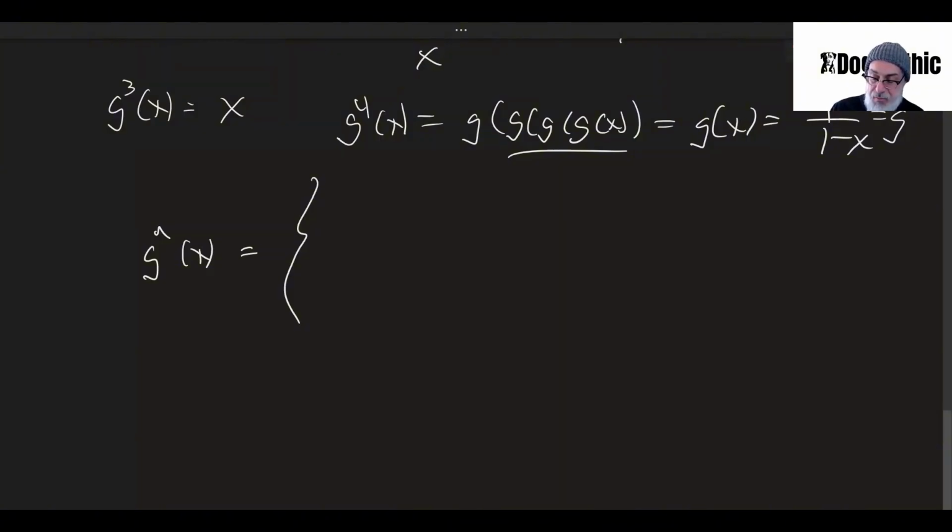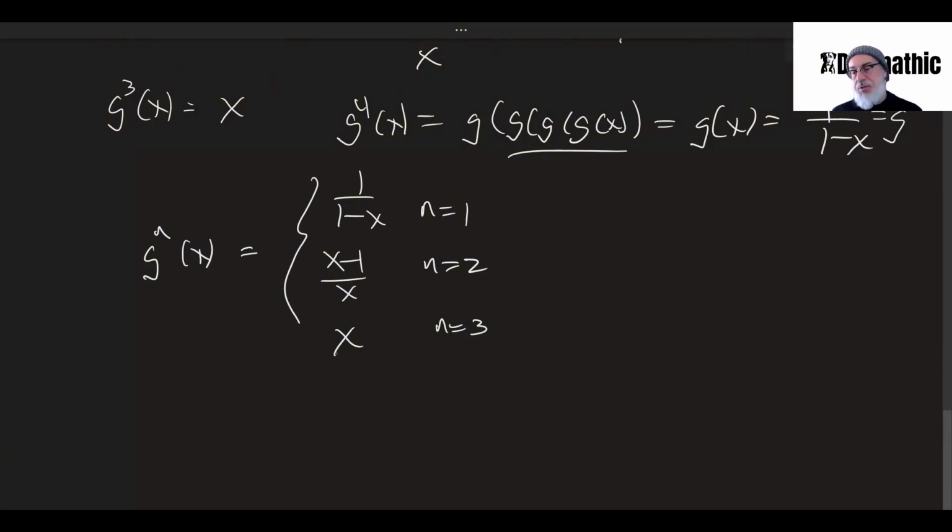So when n is 1, we know that we have 1 over 1 minus x. When n was 2, we have x minus 1 over x. And then when n was 3, we have x. Now this is just for n equal to 1, 2, and 3. What happens when it's 4?